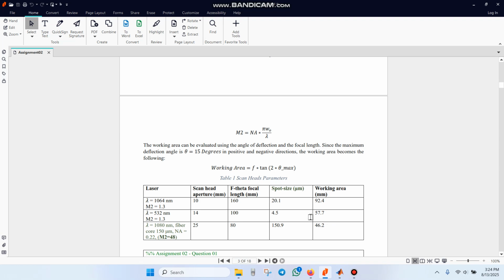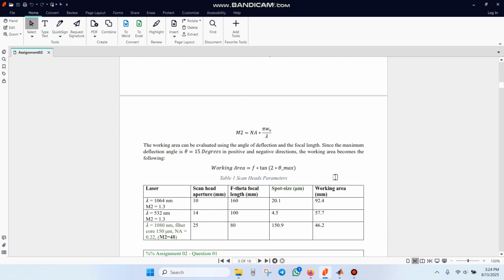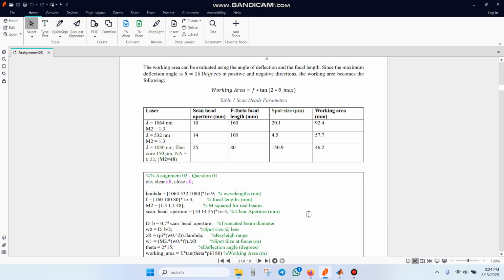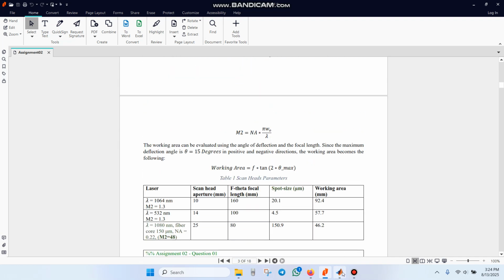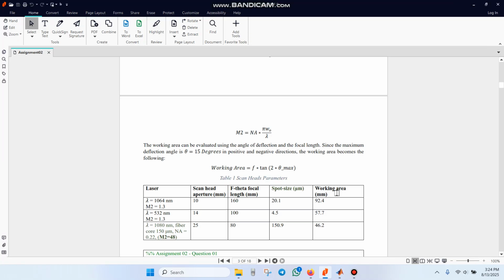Working area, as we see, can be found using this relation, and spot size, as we see, can be found using this relation of omega 1 right here. So I've attached the MATLAB code in the script that I will provide in the description, so you can run this and change the corresponding wavelengths and the focal lengths in order to do the analysis for your own scan head lenses.